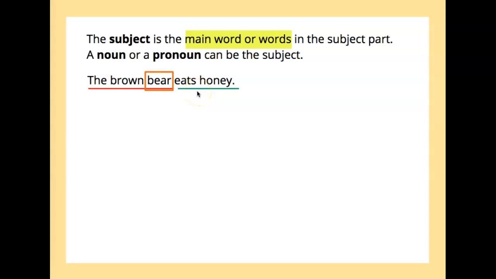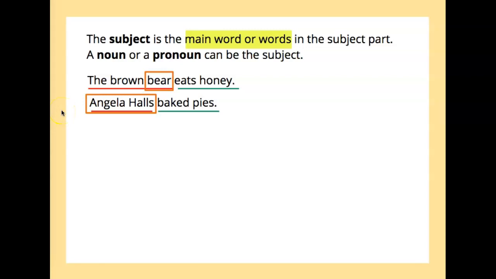Then what about in the sentence, Angela Halls baked pies? What's the subject part in this sentence? The subject part is Angela Halls. That means the predicate part is baked pies. Then what is the subject in this subject part of the sentence? The subject is the main word or words in the subject part. Then in the sentence, it is Angela Halls. Both the words Angela and Halls are the subject because Angela Halls is a full name of a girl.